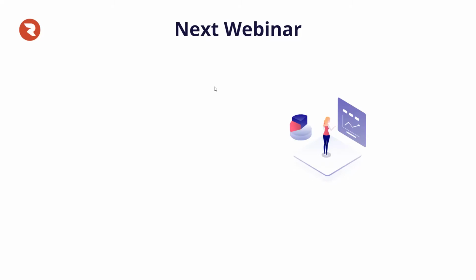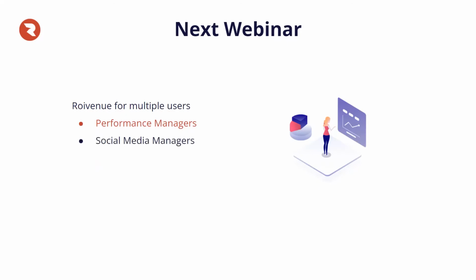Okay, and what's going to be on the next webinar? As I mentioned, the topic is going to be Roivenue for multiple users. Many people consider Roivenue good mainly for performance managers, and for performance managers it's definitely one of the primary use cases. But in the same way, we have a few features and Data Studio templates that are valuable for social media managers by providing Facebook and Instagram insights. So that will be discussed.